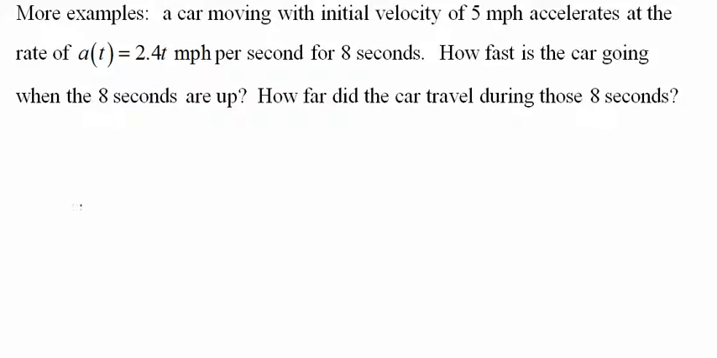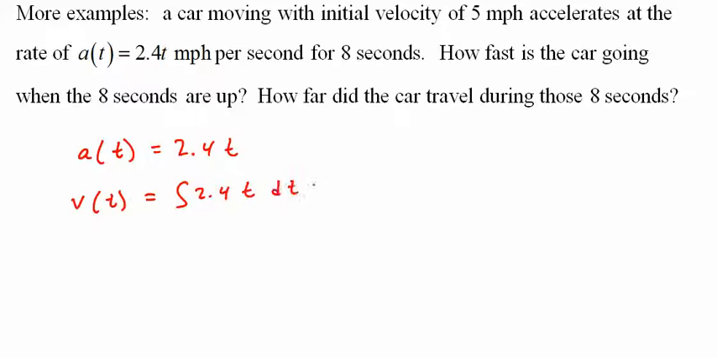We also know that acceleration can be integrated up. So if the acceleration is 2.4t, the velocity is the integral of 2.4t dt, and we're told that the original velocity is 5. So the integral gives 1.2 t squared plus 5. We want to know what the velocity is when t equals 8 seconds.